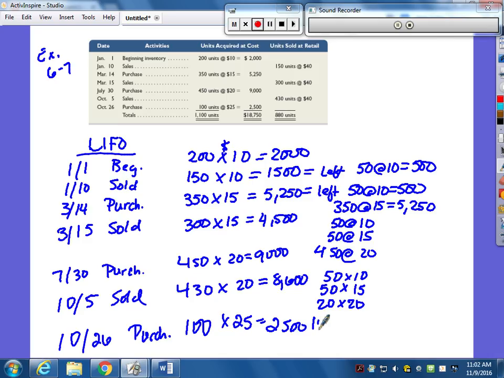Now you have these left as far as inventory is concerned, and all of this values out to what? We know this is 500. This is what, 750? 750. What's the total value? What's this amount? 4,150. 4,150.